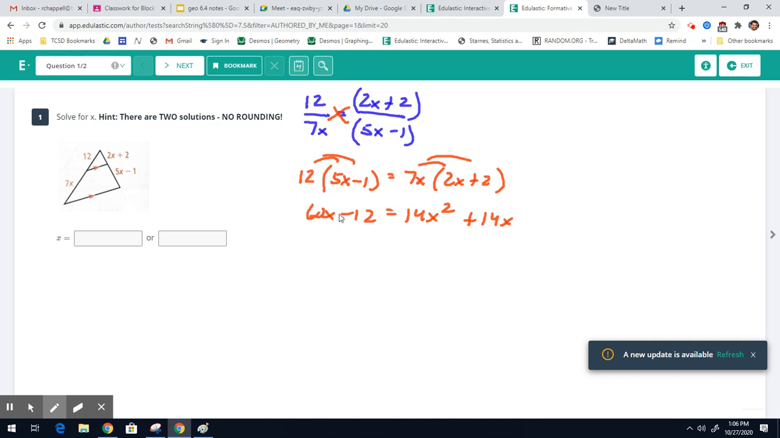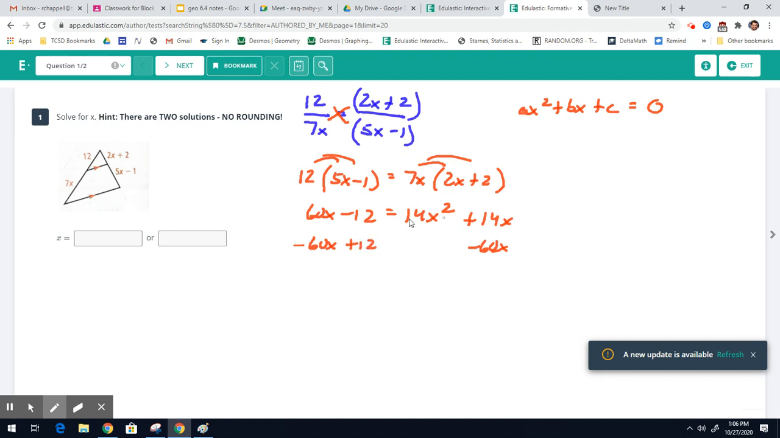Okay, and now when you have a quadratic, your goal is to put it into what's called standard form, ax squared plus bx plus c, and you want one side of your equation to be 0. That's when we can start solving the quadratic. So I'm going to move the 60x and the minus 12 to the right, where the x squared is, by subtracting 60x from both sides and adding 12.